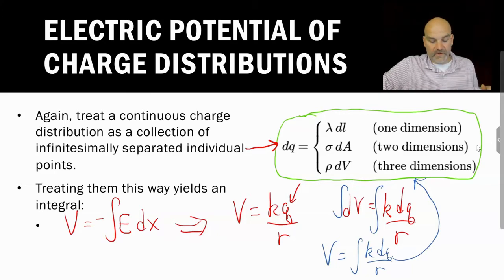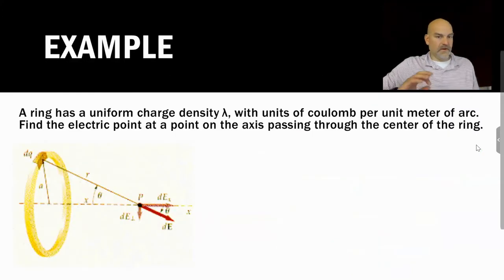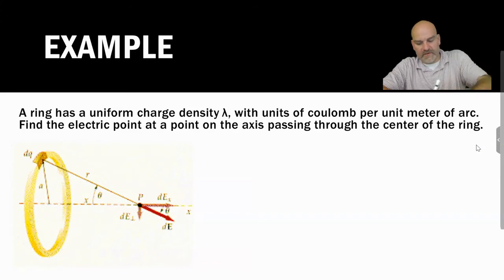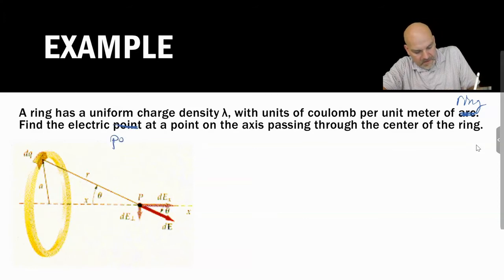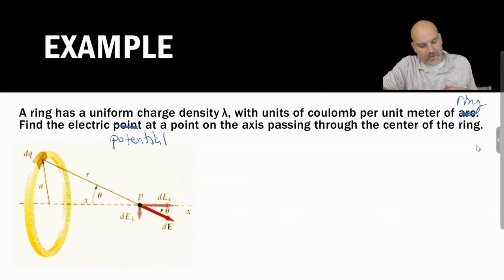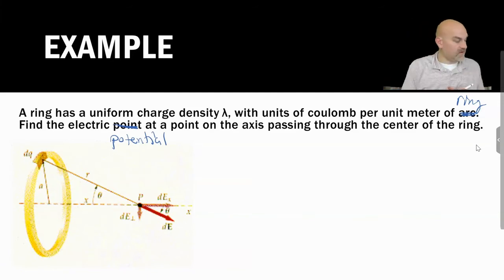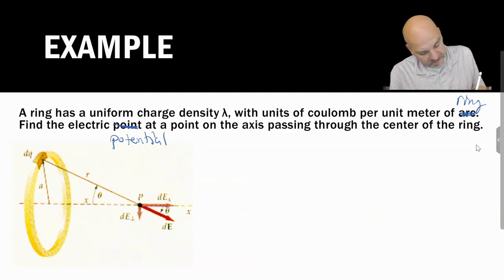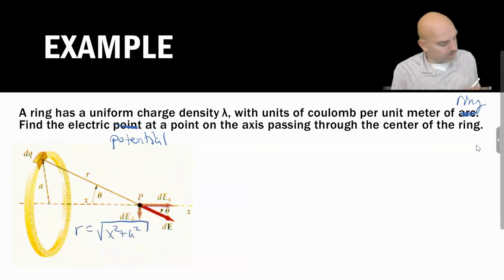So again, we're going to go back to our ring of charge. Typically, the question will be like part A, find the E field at this point. Part B, find the electric potential at this point. So we have a ring of uniform charge density of lambda, units of coulomb per meter of arc. Really, this is a ring. Find the electric potential at a point on the axis passing through the center of the ring. So again, just like in our other video, R is going to be root x squared plus a squared.